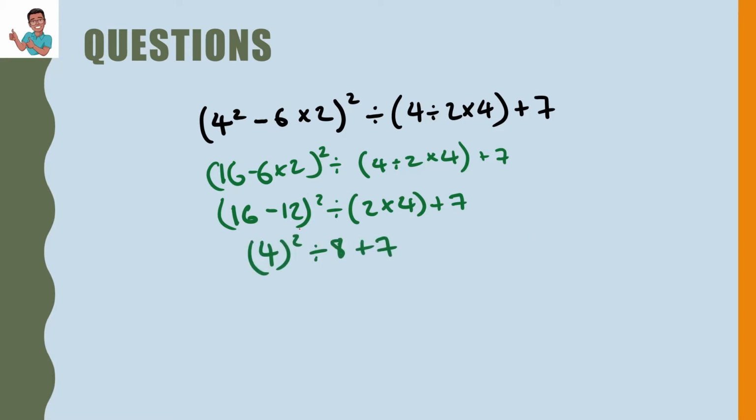And then we move on to indices, so I do 4 to the power of 2, which is 16, divided by 8 plus 7. We do the division, and then we add. Your answer should be 9.